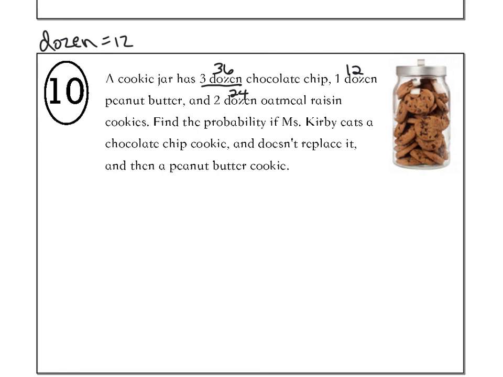All right, so we've got 36 chocolate chip, 12 peanut butter, and 24 oatmeal raisin. So go ahead, add your totals up, 36 plus 12 plus 24. And we would get 72 total cookies. So find the probability that Miss Kirby eats a chocolate chip cookie, my favorite. Obviously, I don't replace it, because I'm going to eat it. I don't leave cookies uneaten. And then a peanut butter cookie.